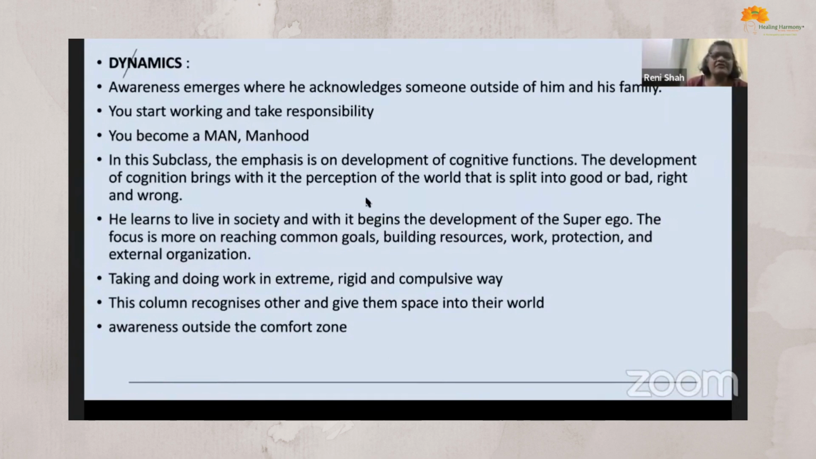In this subclass, the emphasis is on the development of cognitive functions. The development of cognition brings with it the perception of the world that is split into good or bad, right and wrong. He learns to live in society, and with it begins the development of the superego. The focus is more on reaching common goals, building resources, work, protection, and external organization. Taking and doing work in an extreme, rigid and compulsive way. This column recognizes others and gives them space in their world. Awareness outside the comfort zone.